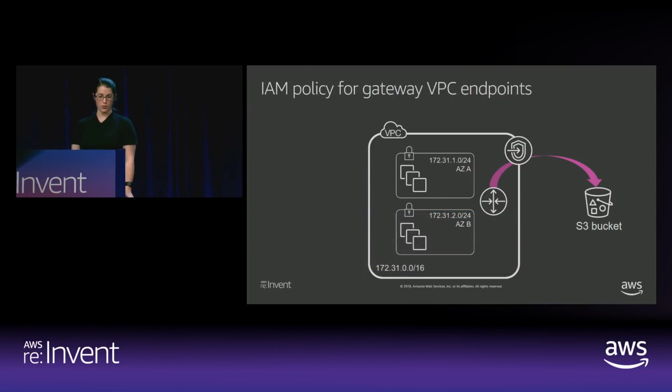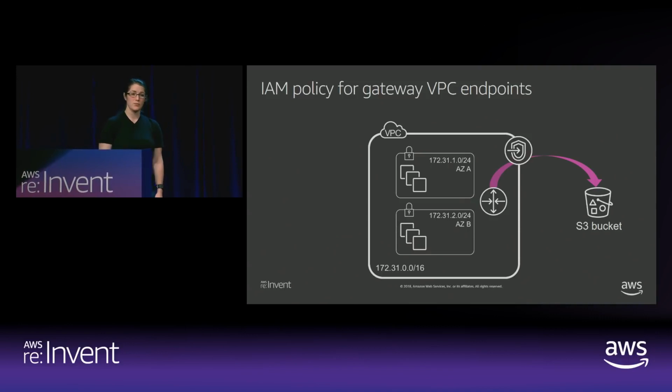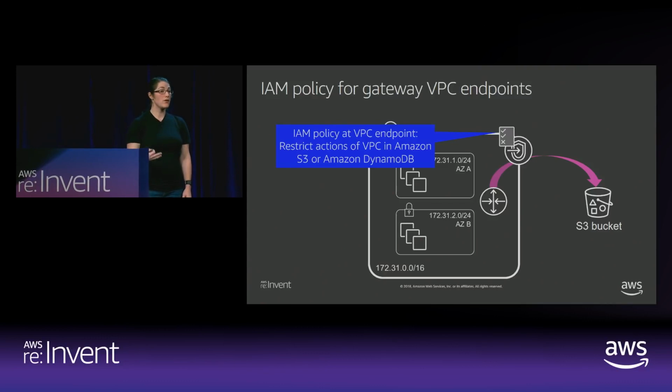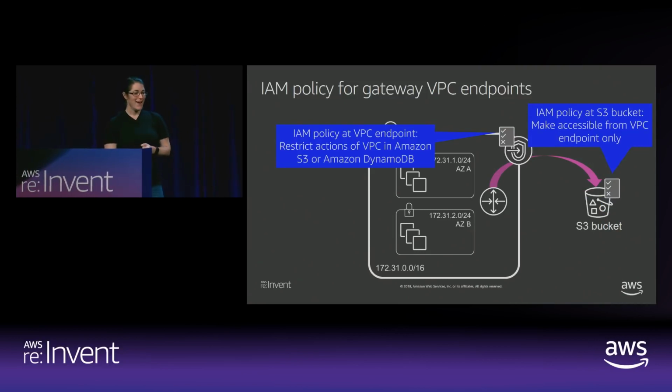There are some other really cool properties of gateway VPC endpoints, and again, allowing you to practice the principle of least privilege. Specifically, you can add an identity and access management policy onto your VPC endpoint that allows you to control exactly what operations that VPC endpoint can make against that service. In the S3 case, you kind of have a double header here. You can actually put a policy on your bucket to say only allow access from this VPC endpoint. Don't allow access from anywhere else.